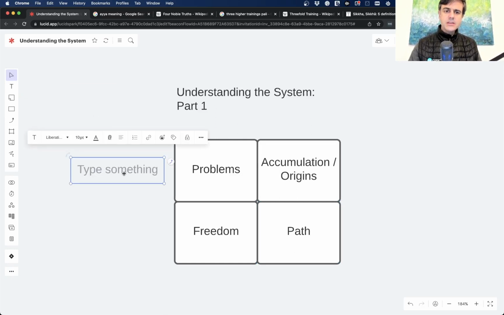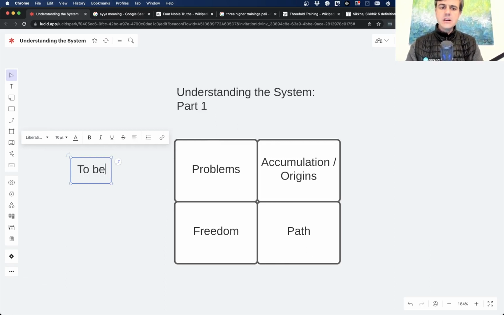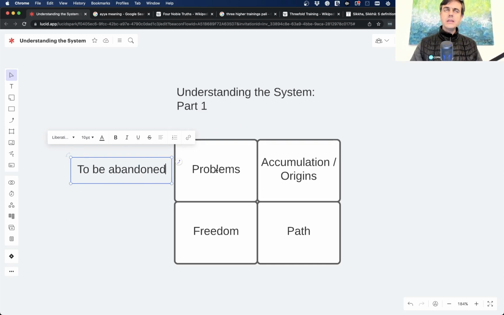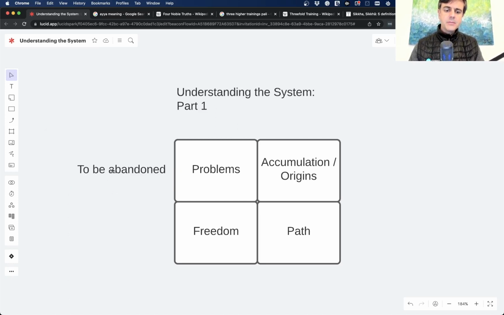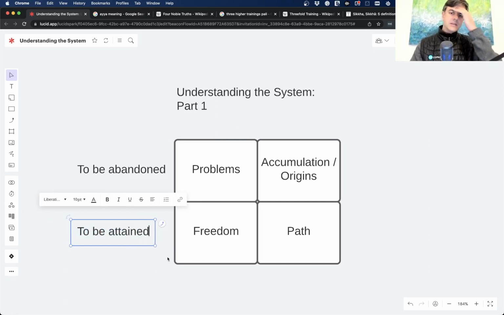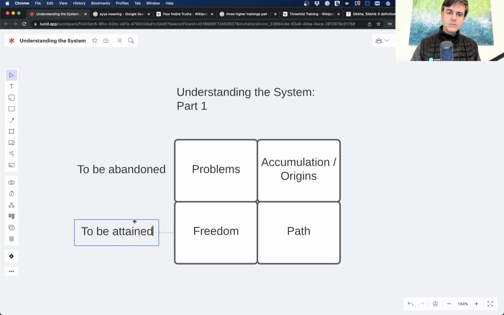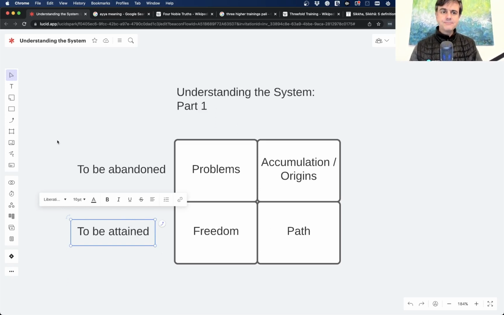And to understand how they work together, basically, these first two, problems and the sources of these problems, so the way we accumulate problems, are to be abandoned. But these third and fourth ones are to be attained. So that's the idea. You want to abandon problems, and you want to abandon the origins of problems, but you want to attain freedom. And to do that, you need to practice the path.